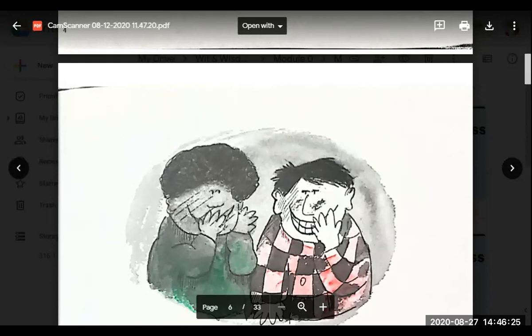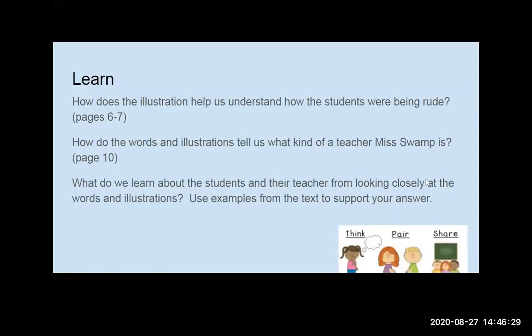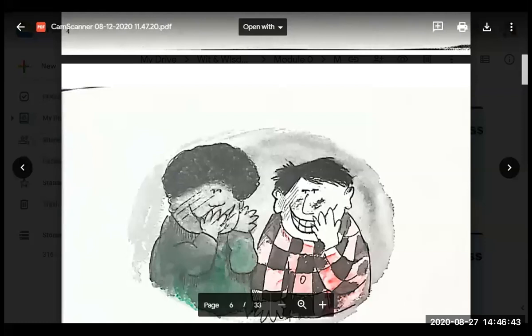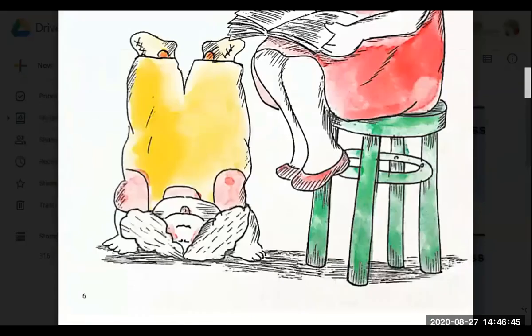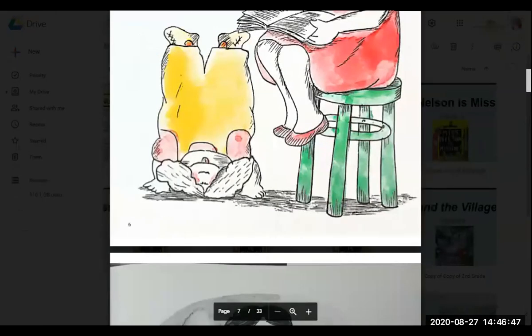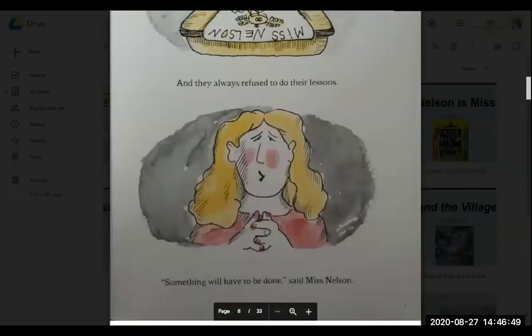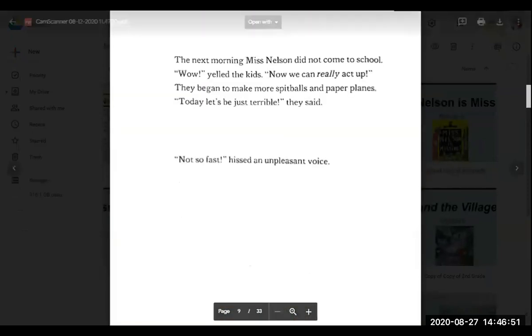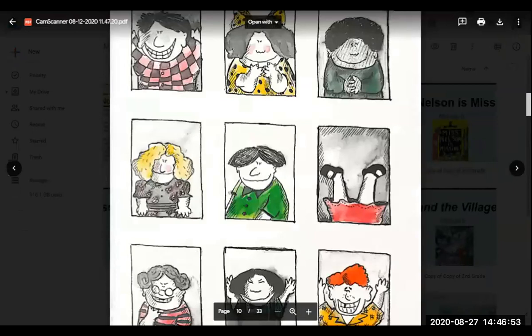Okay. So how do the words and the illustration tell us what kind of a teacher Miss Swamp is? When we were looking in the book the other day, it told us that Miss Swamp was not very nice. Like, she snapped at the children. Let me see if I can find the page.